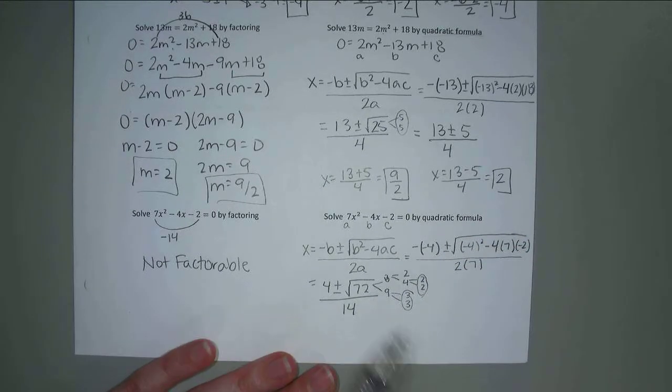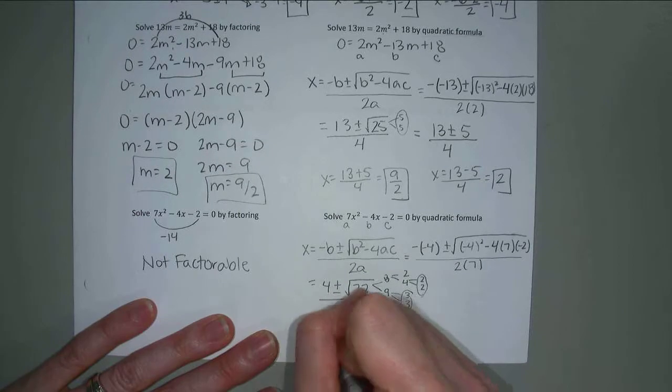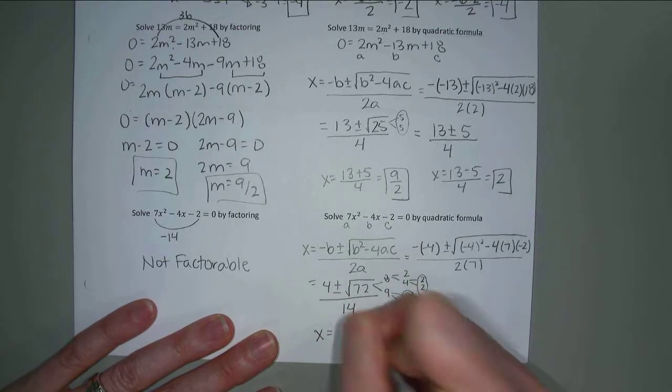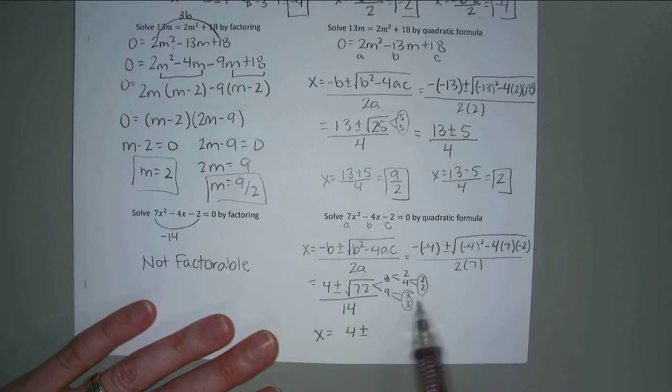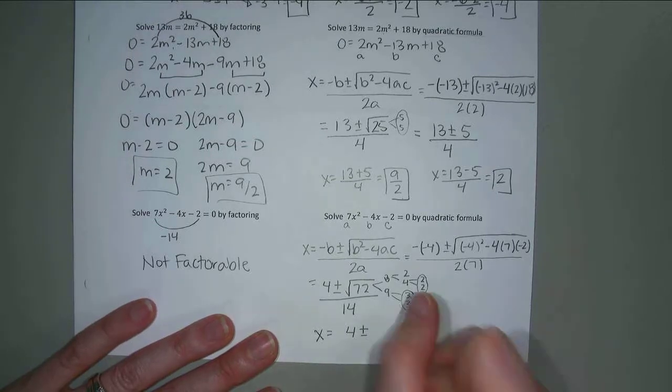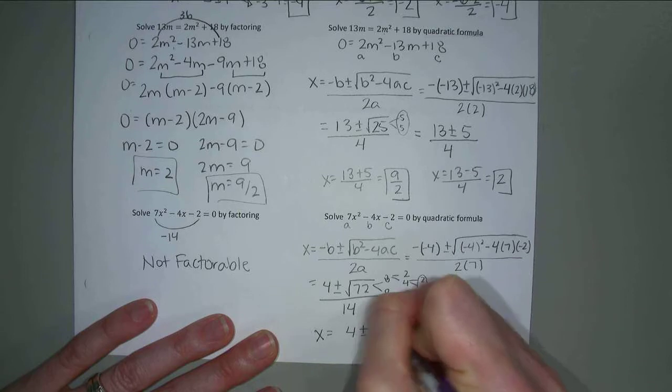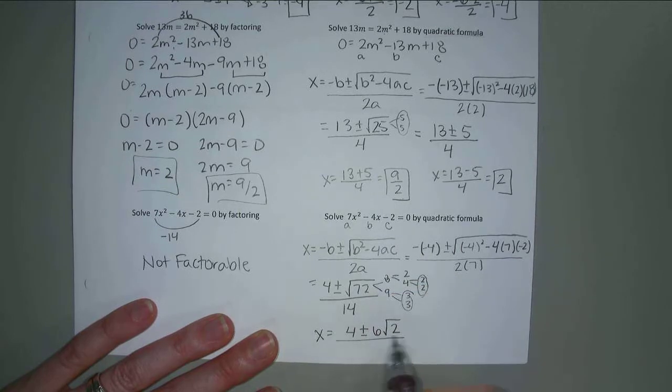And then who has to stay inside? The 2. So x is really equivalent to 4 plus or minus, what can come out? A 3 and a 2. When they come out, what do they do? They multiply. So what's 3 times 2? 6 root 2 all over what? 14. So now it's kind of getting low.